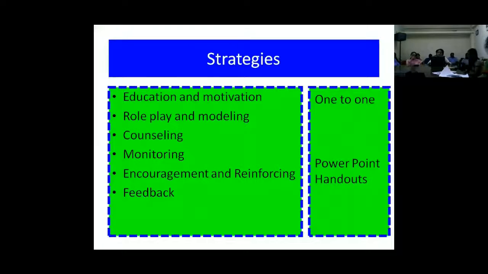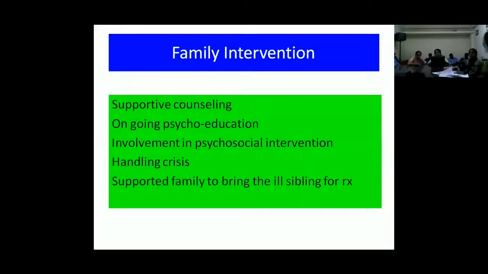The following were the strategies used. These were mostly implemented one-to-one, and when required, PowerPoints and handouts were used. As I mentioned earlier, the family was given constant support. The other sibling was brought for treatment. There were multiple sessions of supportive counseling. Since there was frequent exacerbation, they were explained how to handle the crisis.